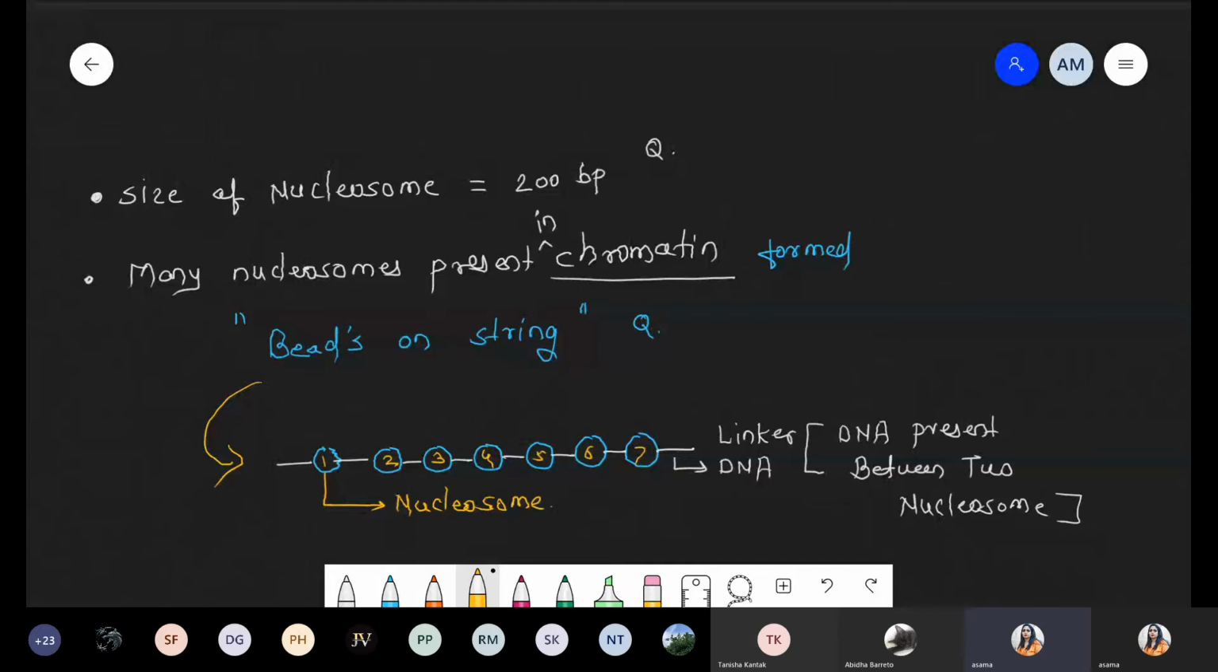And remember, the nucleosome is covered with DNA, that is 200 base pair DNA is covered around it. That is its size, because 200 base pair of DNA is wound around it. But between two nucleosomes there is DNA that acts as a joining, as a string, and such DNA present between two nucleosomes is called linker DNA. Got it? Is this point clear, everyone? What is the size of nucleosome? What is the meaning of beads on string? What is the meaning of linker DNA?